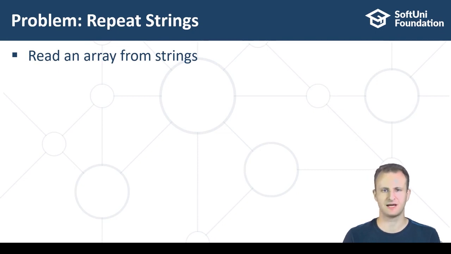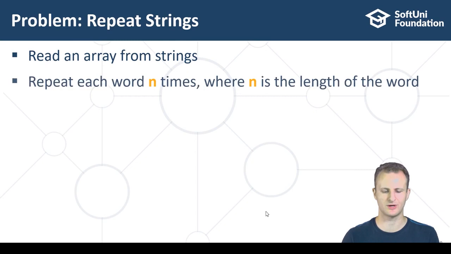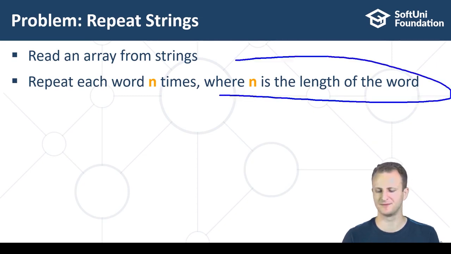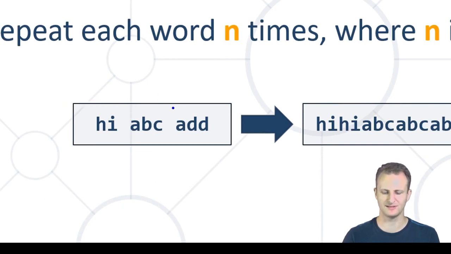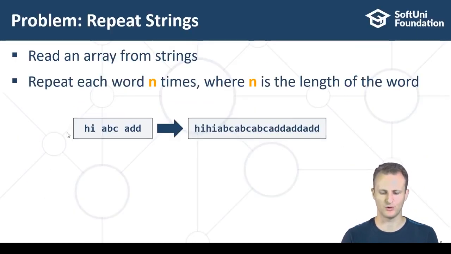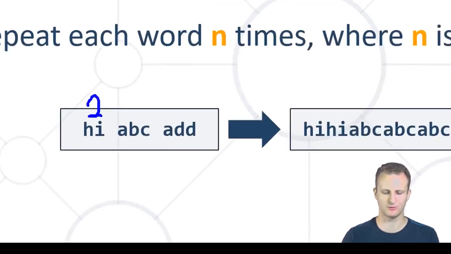Okay, so now we have a task and we're going to solve that, and then we're going to see how we can do more operations on string. So what we have is an array of strings read from somewhere. Now what we have to do is repeat each word, each string in these strings n times, where n is the length of the word that's been provided. So in this case we have hi, abc, and add. Hi is going to be repeated 2 times, abc is going to be repeated 3 times, and add is going to be repeated again 3 times. And we want all of this concatenated into a single string.